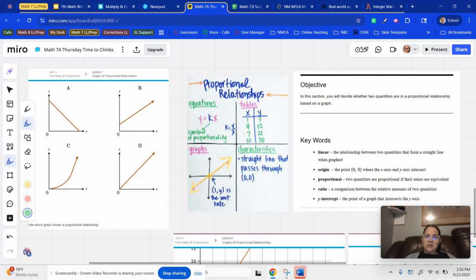The other thing you need to know is that you can look at the graph to find the unit rate. So that's cool. Remember, unit rate is per 1. So you just go to 1 on the x-axis and then go up to the line, and that's your unit rate.